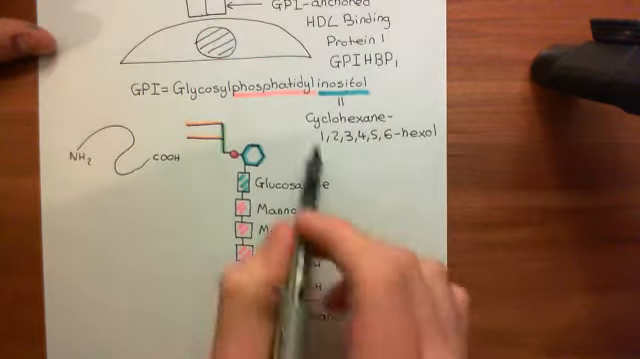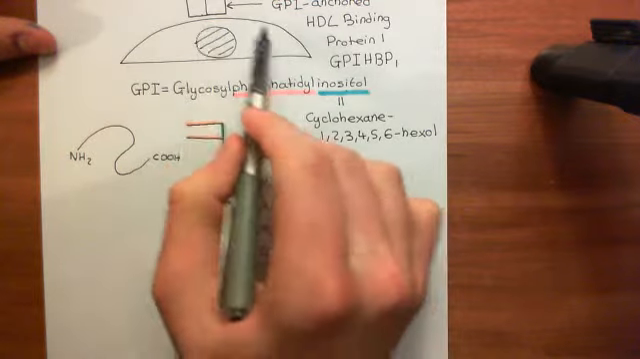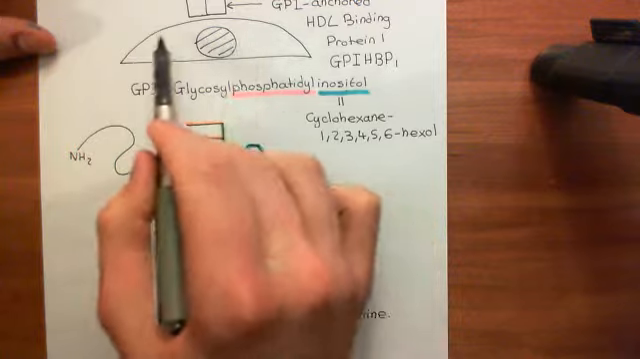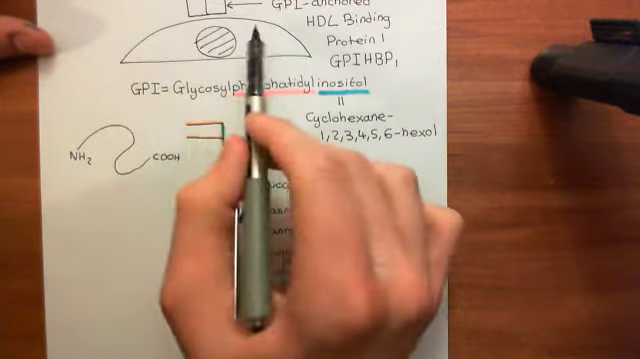Now, these glycosyl phosphatidyl inositol molecules implant into the phospholipid bilayer, generally the outer layer of the phospholipid bilayer of the cell membrane.